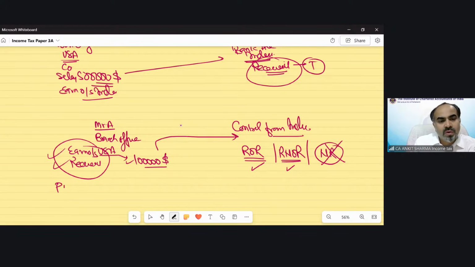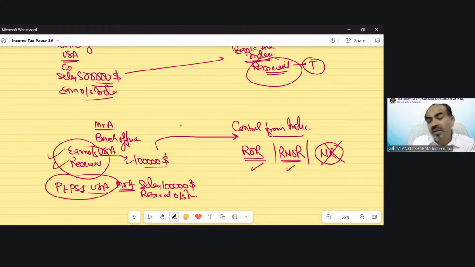You are working in a company, Pepsi, USA. Mr. A is working there. He is earning a salary of $1 lakh and receiving that salary also outside India. And this company is not controlled from India. So now you can see in this case, Mr. A need not pay tax on this income because it arises outside India, it's controlled outside India, and income is received outside India.